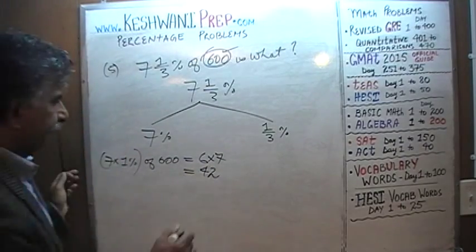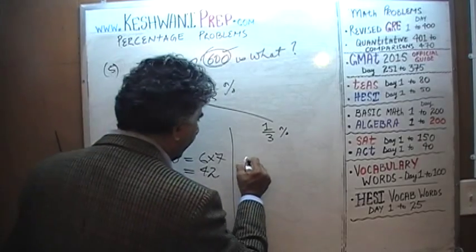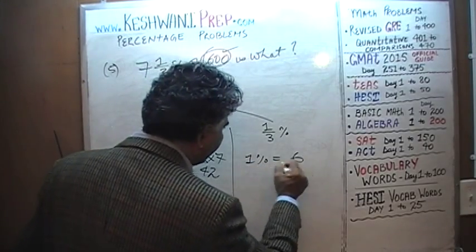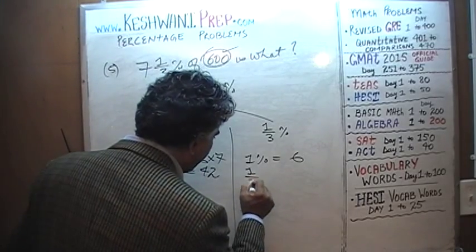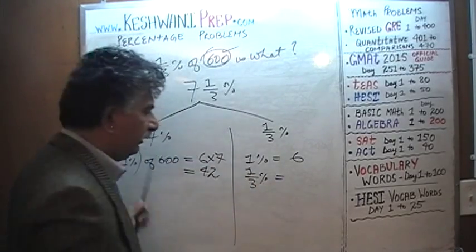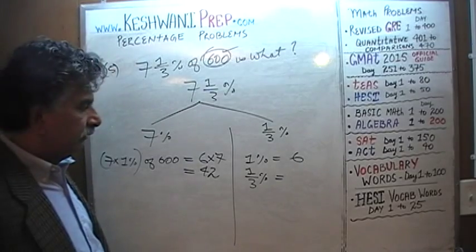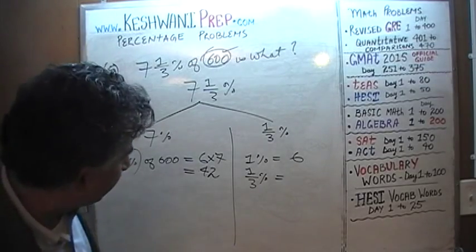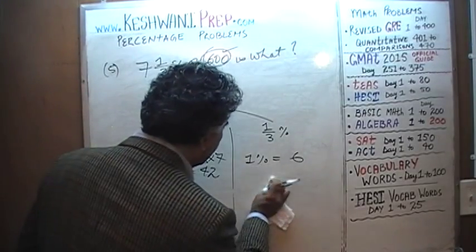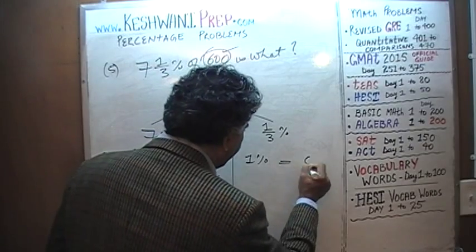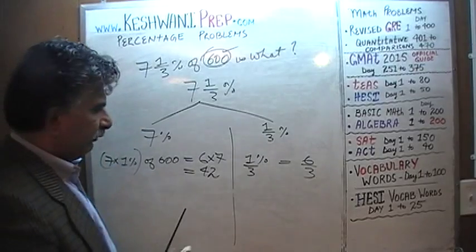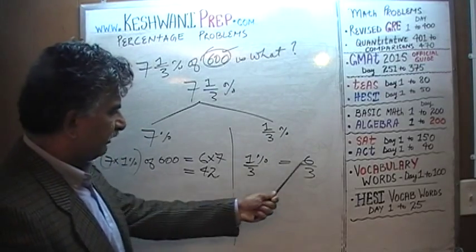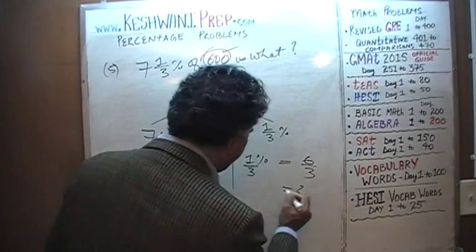That part is done. Now we move on to this part. Again, 1% of 600 we know is 6. If 1% is 6, then it stands to reason that a third of a percent must be a third of that amount. In other words, take this quantity that is given to us and divide both sides by 3. If 1% is 6, then 1/3% must be 2. That's it, we are done.